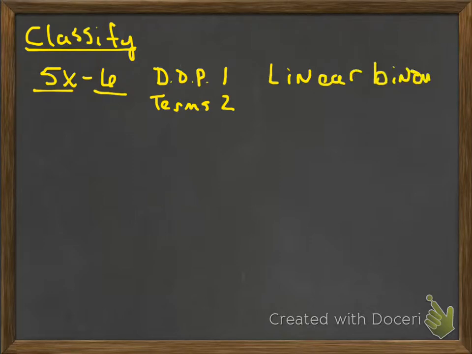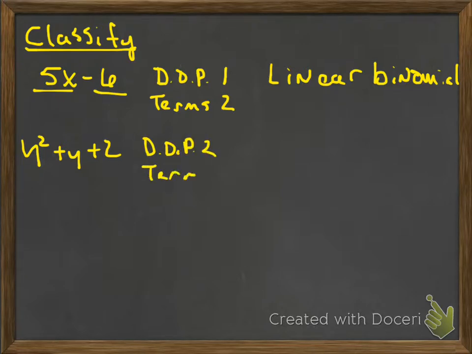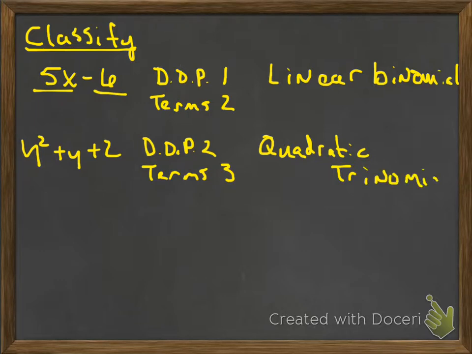Something that you might want to make sure you have with you during a quiz or test is these notes on a note card. y squared plus y plus 2 has a degree of 2. It has 3 terms, so this would be considered a quadratic trinomial. Again, based on the degree, based on the terms. Notice the degree name is coming first.